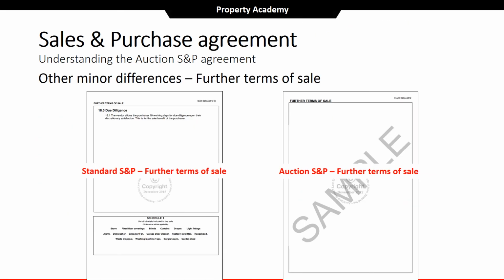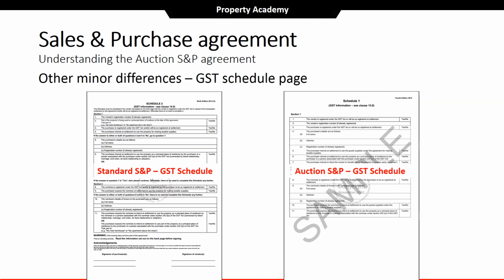Other minor differences compared to the private sales and purchase agreement is that on the further terms of sales page, the only difference is that the chattels are noted on page 1 under an auction. So you can see that on the left we've got the private S&P agreement, and on the right we've got the auction S&P agreement. Often it's left blank, and all the chattels are actually going to be noted on the first page. So that's the only main difference for the chattel page here. So guys, you can see that there's not the biggest difference between a standard sales and purchase contract versus an auction sales and purchase contract.